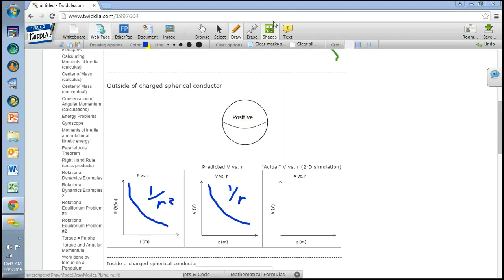Can anybody share what their graph looked like, their whiteboard or whatever? I want to look at what the V versus R relationship looked like. Okay, how much more time do you guys need then? Okay, Kurt, I'm going to go over to you guys.